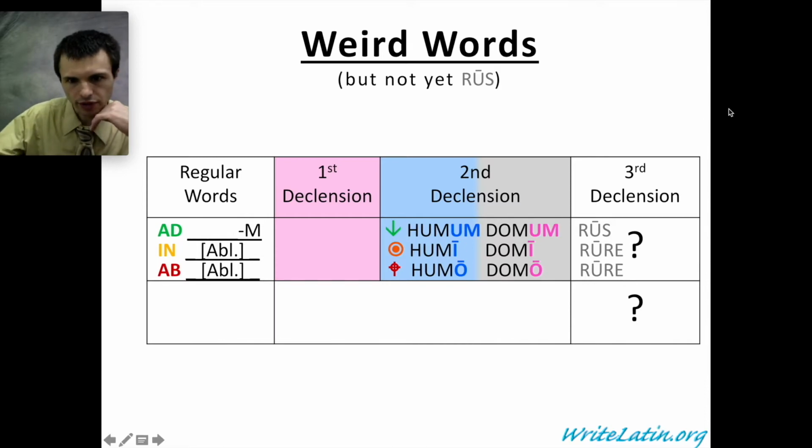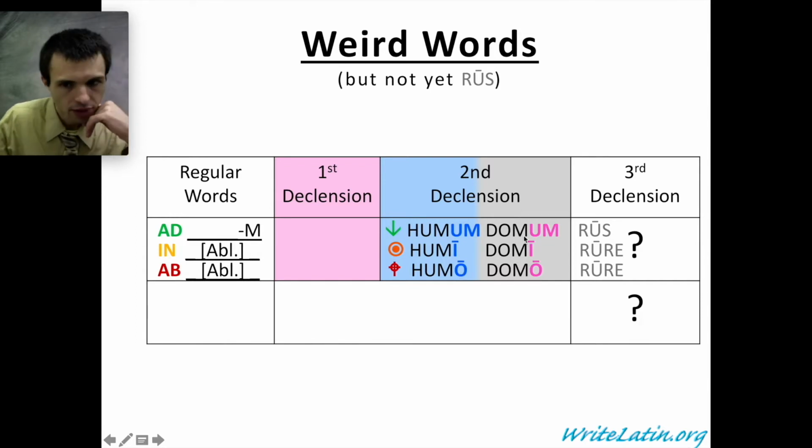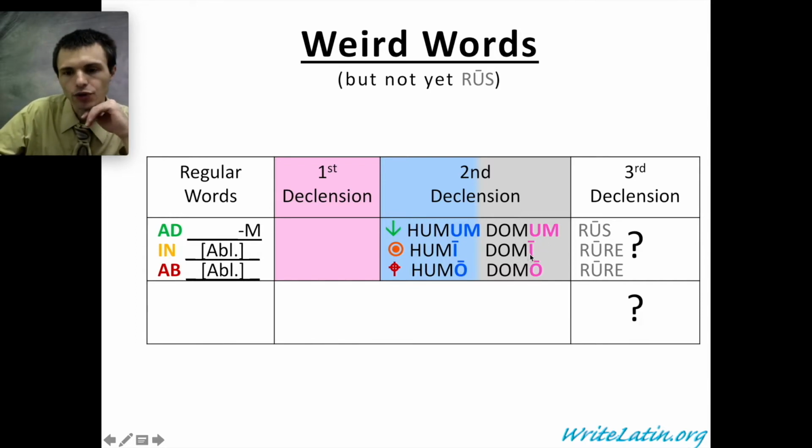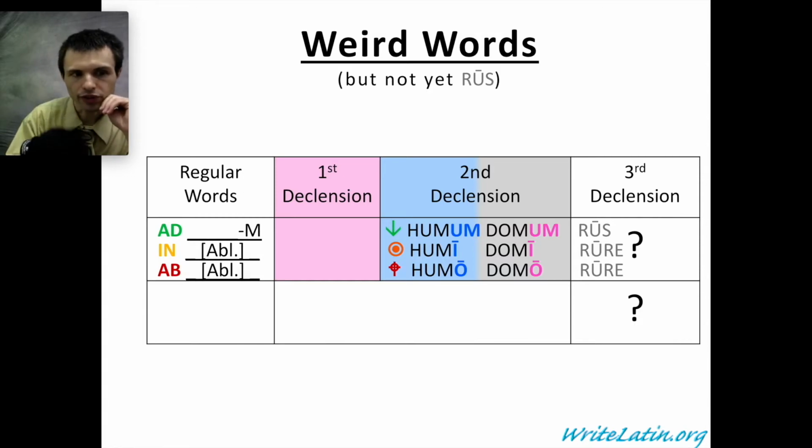So this is what it's going to look like. Humum, to the ground. Humi, on the ground. Humo, up from the ground. Domum, home. Domi, at home. And domo, from home. You'll often use these words with your common forms of here or there.